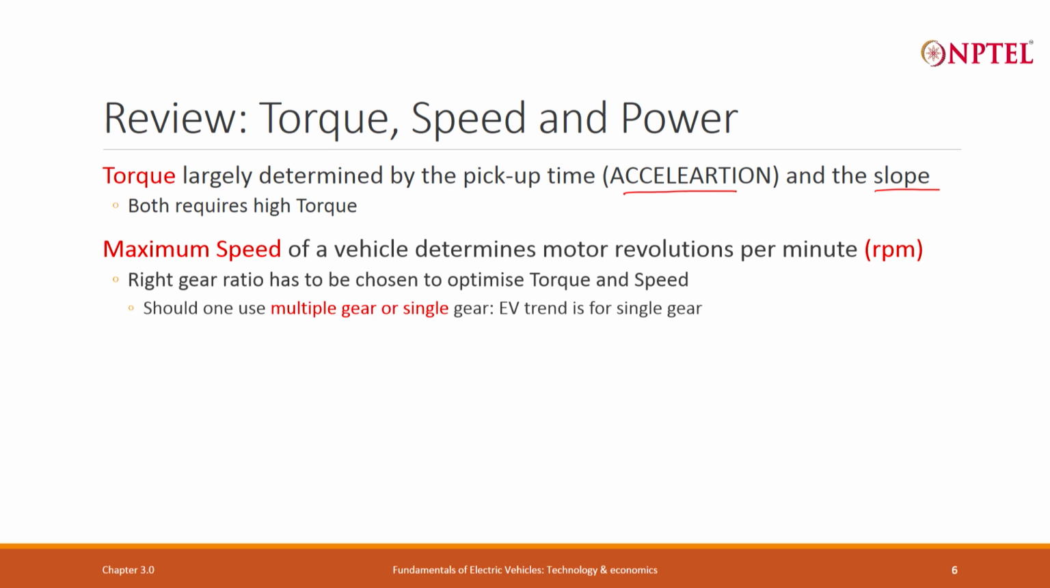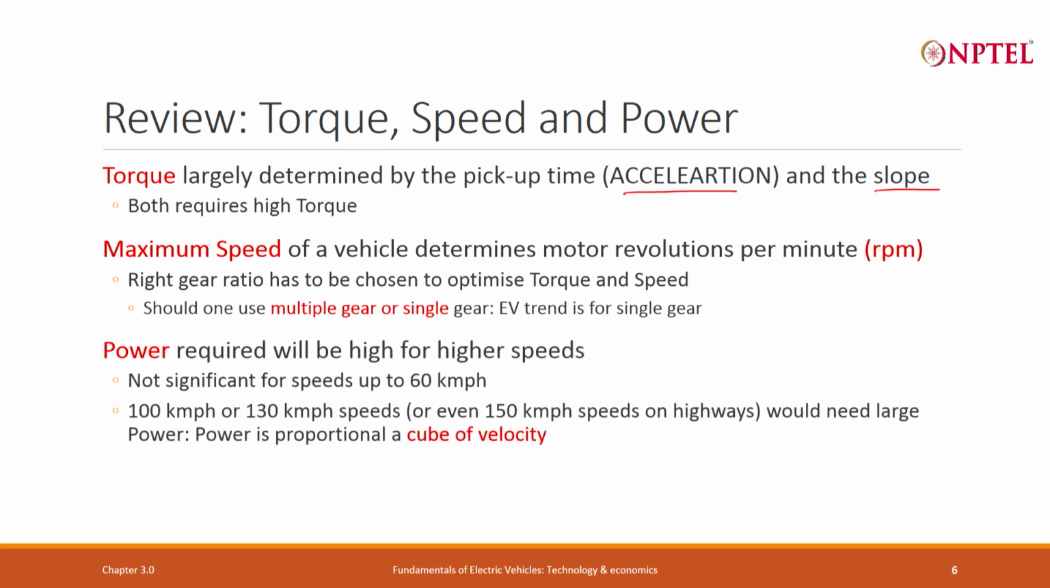Maximum speed of the vehicle determines the revolutions per minute, or RPM, of the vehicle, and the right gear ratio is to be chosen to optimize the torque and speed. We also raised whether it should use multiple gears or a single gear. EV trend is single gear as far as possible. We will talk more about it as we go on.